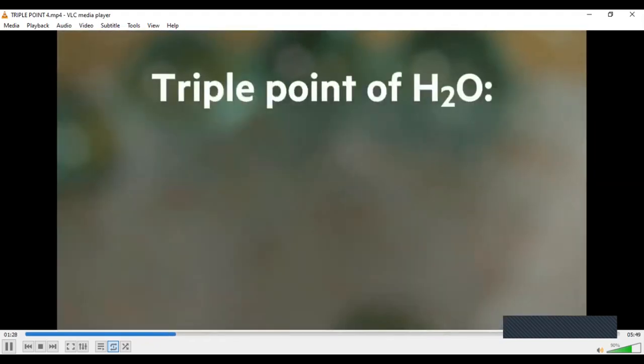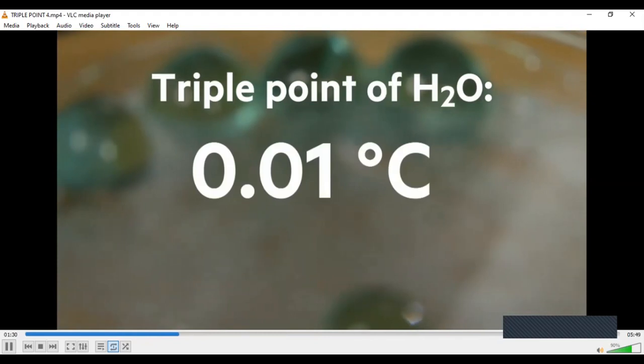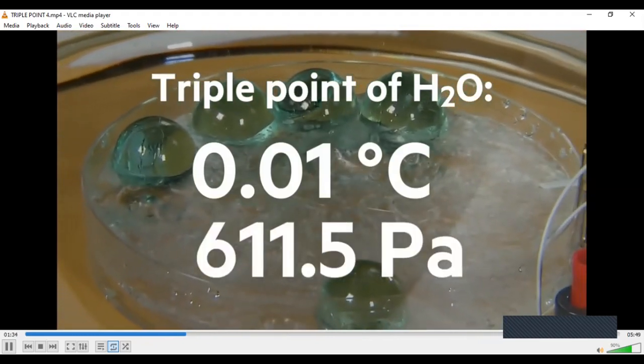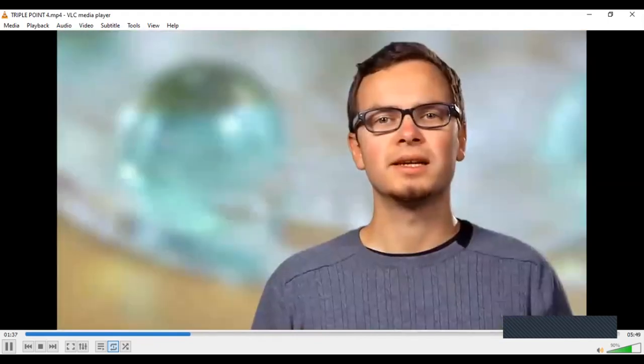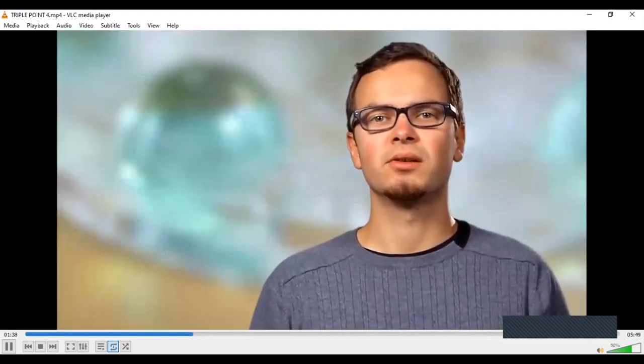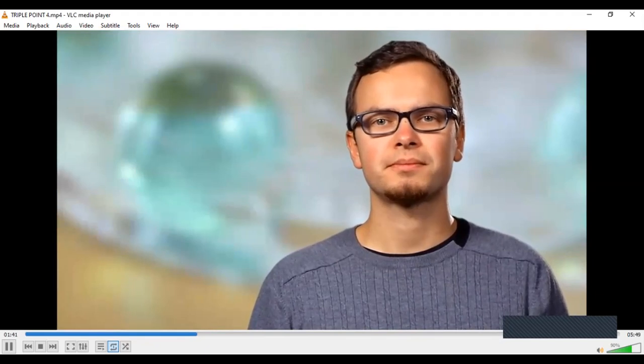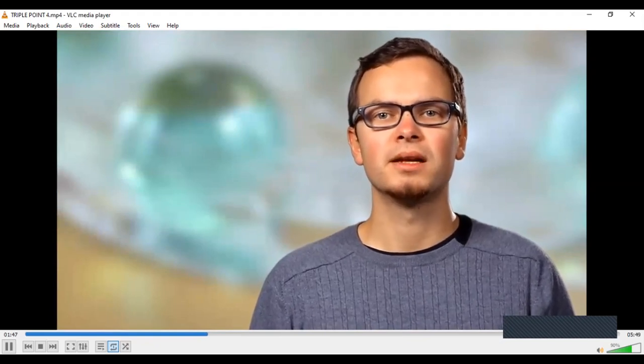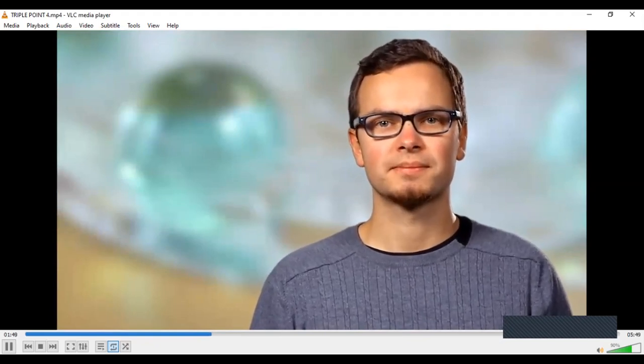Pure water has a triple point temperature of 0.01 degrees Celsius and a triple point pressure of 611.5 Pascal. This is the same as about 0.6% of the usual atmospheric pressure. At this point, water will exist both as ice, as liquid, and as vapor. Let's see what this looks like in practice.